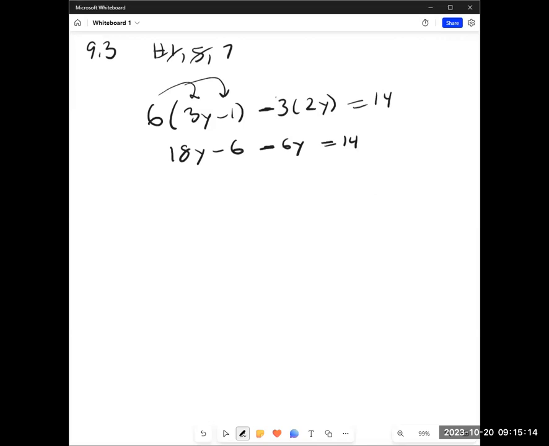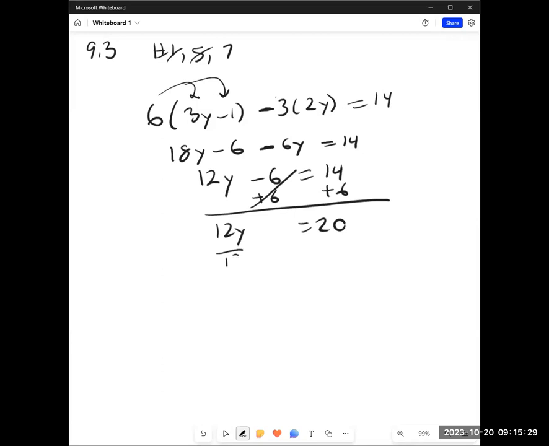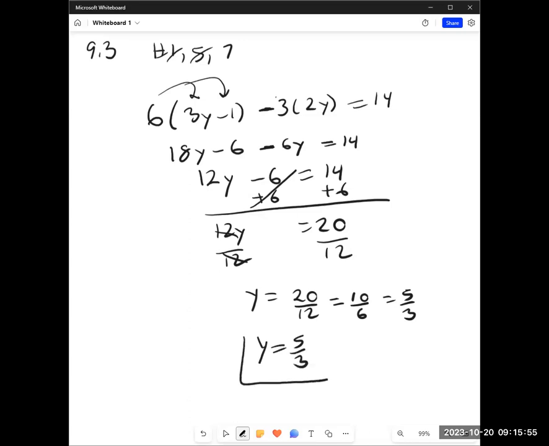Let's go ahead and simplify a little bit here. 18y minus 6y is 12y. And then we're going to add 6 to both sides. It's 20. Then we're going to divide by 12. y is equal to 20 over 12, which reduces to, if you can't see the 4 that's in there, pull 2 out of both of them. Then pull 2 out of both of them again. 4 went into 20 5 times, and 4 went into 12 3 times. y is equal to 5 divided by 3.